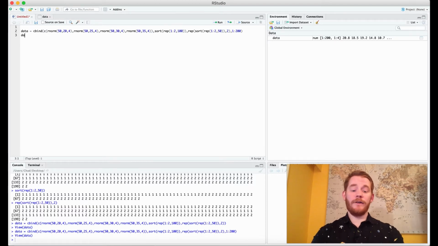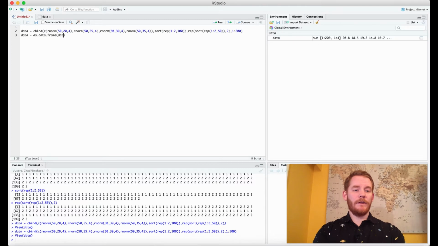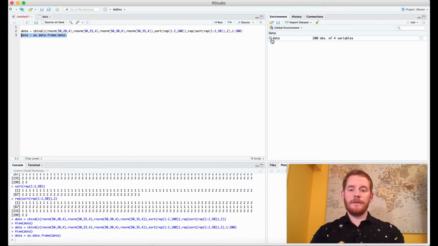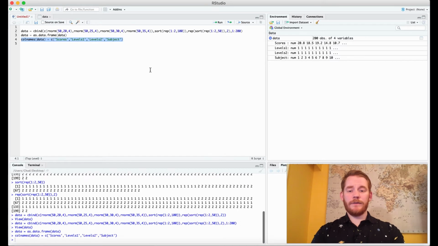Next, we need to prepare our data. We do this by first changing it to a data frame with as.data.frame, and that turns it into this, where we can look at our 4 variables. Let's name those columns: scores, levels1, which is our factor 1, levels2, which is our factor 2, and then finally we have our subject IDs. That's great, and that's what we get here.